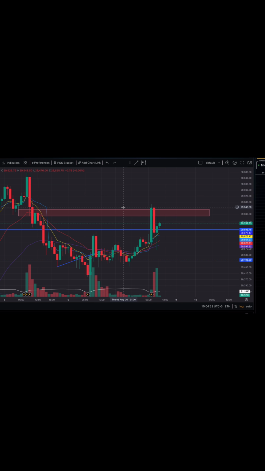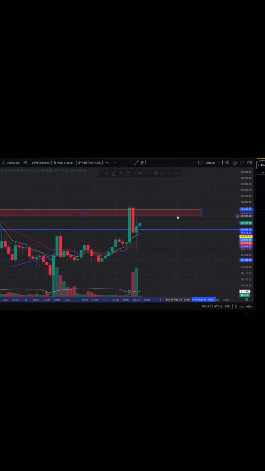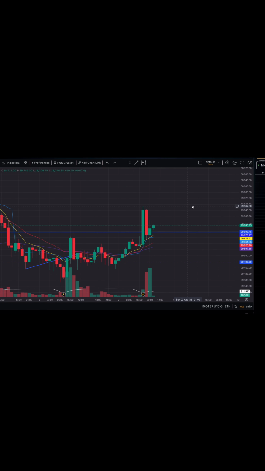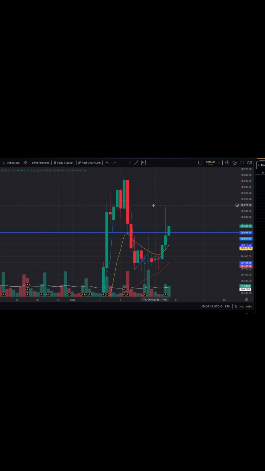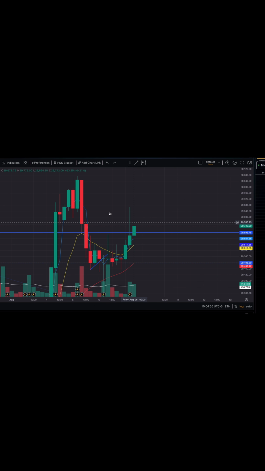It looks like this fair value gap has been filled. All right, so let's eliminate this box. All right, so now we got plan on market structure. We have a lot of sellers up here, man.